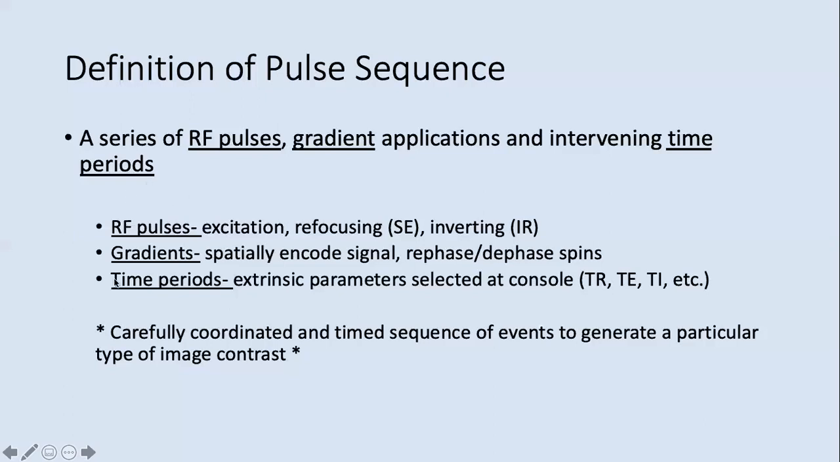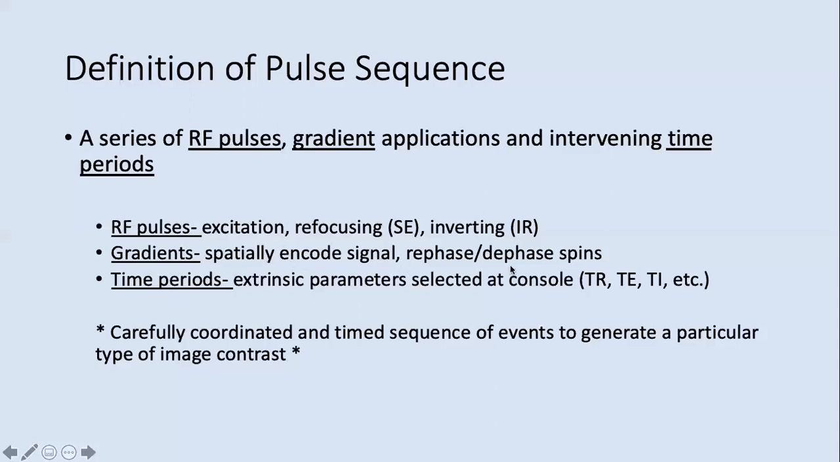So let's talk about the different areas of a pulse sequence. We have our RF pulse. It could be either an excitation pulse, a refocusing pulse, or what we call an inverting pulse for our inversion recovery pulse sequences. Our gradients are going to be spatially encoding the signal. So that's why we have an X, Y, and a Z gradient: slice select, phase encoding, frequency encoding. That's their main responsibility.